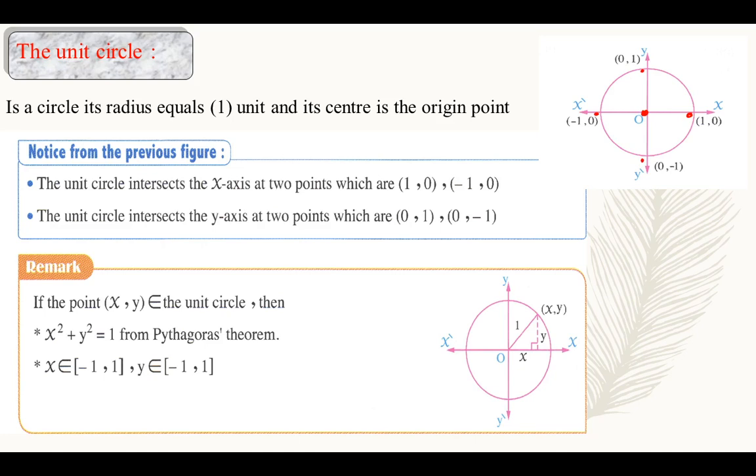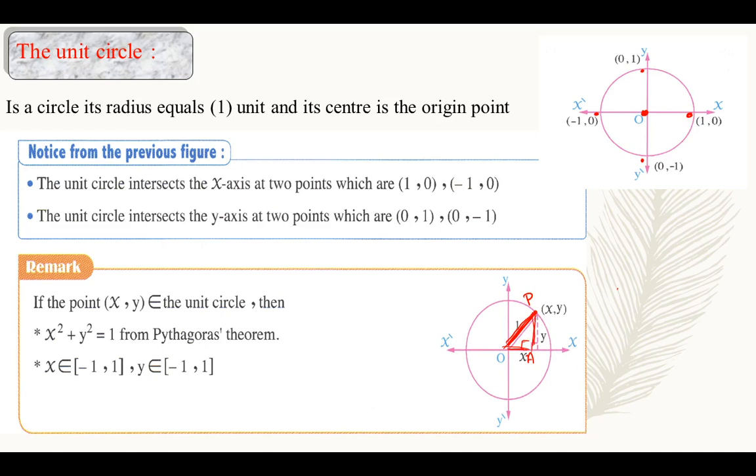Okay? Here, a very important remark. If we put a point B (x, y) on the unit circle, we know that the radius of the unit circle equals 1, so OB equals 1. If we draw the right angle triangle OAB, the distance OA will be x and the distance AB will be y. Okay, and this is the right angle triangle.